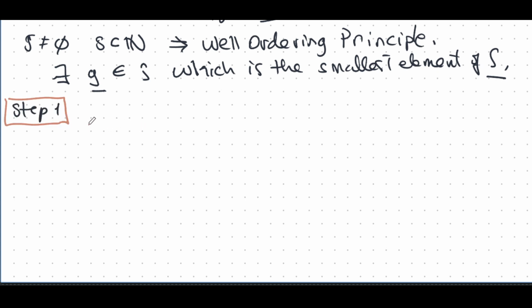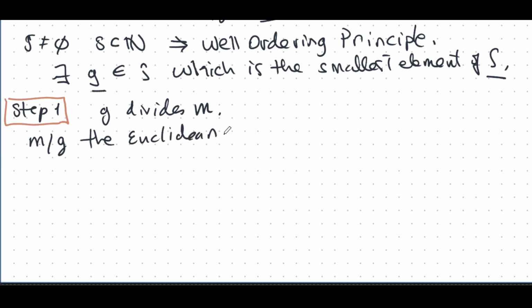So our job now is to prove that G divides M, and G divides N. We want to prove both of those things. So let's begin with doing a Euclidean division: M divided by G, the Euclidean way. And we're going to show that this has remainder zero. If we can show that, then we have shown that G divides M.